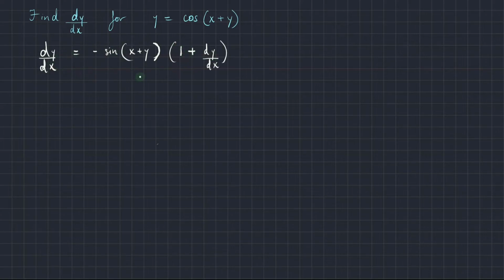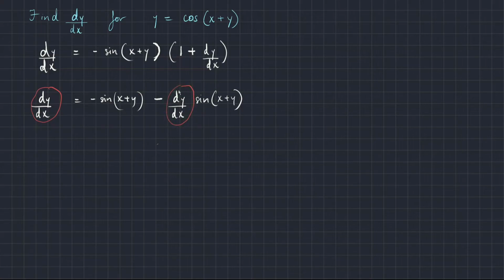Expanding and collecting like terms, let's see what we get. dy/dx equals -sin(x + y). -sin(x + y) times 1 is just -sin(x + y). And -sin(x + y) times dy/dx is going to be -dy/dx times sin(x + y). Now again, let's not forget our goal is to find dy/dx, but there are two dy/dx's over here. So let's move this entire term, which contains dy/dx, over to this side.